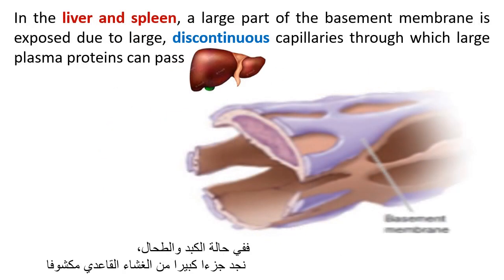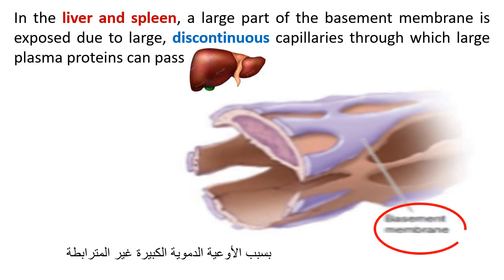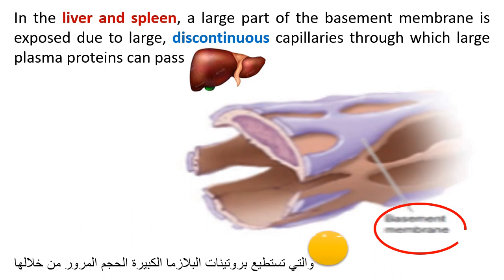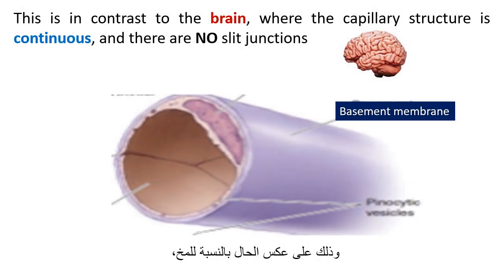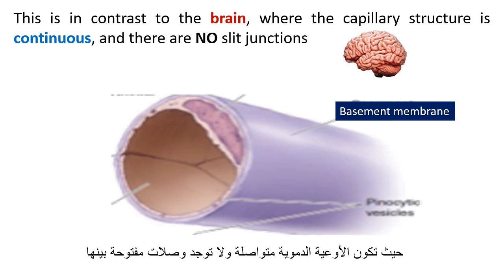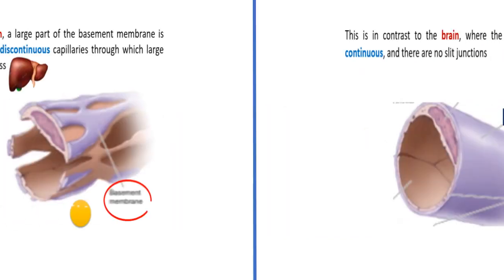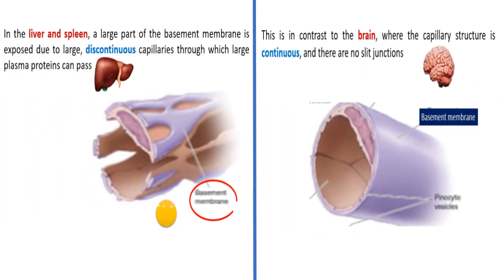In the liver and spleen, a large part of the basement membrane is exposed due to large discontinuous capillaries through which large plasma proteins can pass. This is in contrast to the brain, where the capillary structure is continuous and there are no slit junctions. Note the difference.